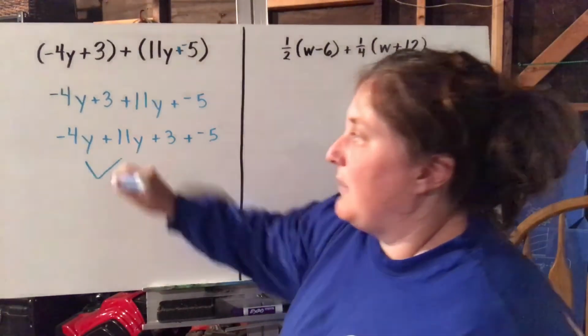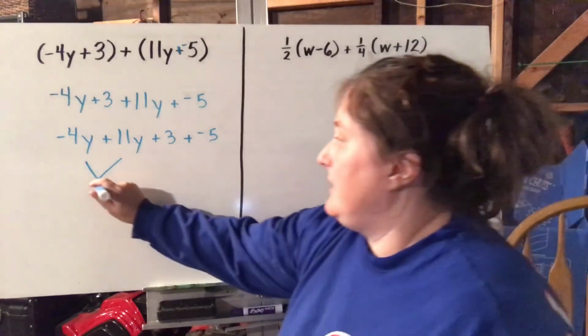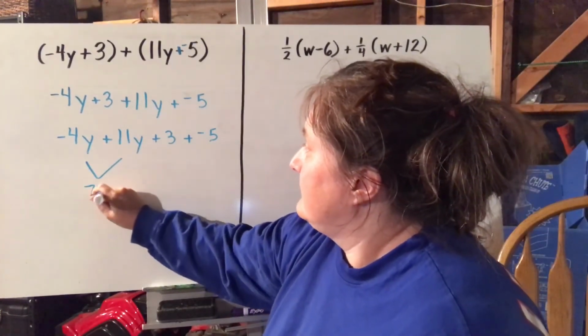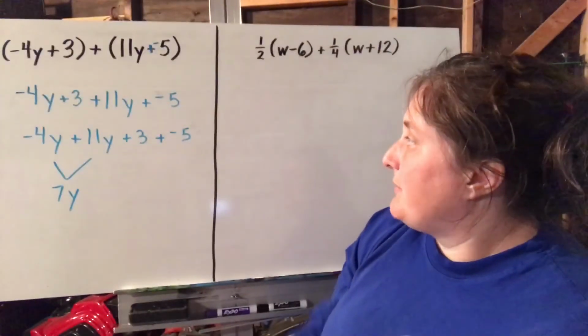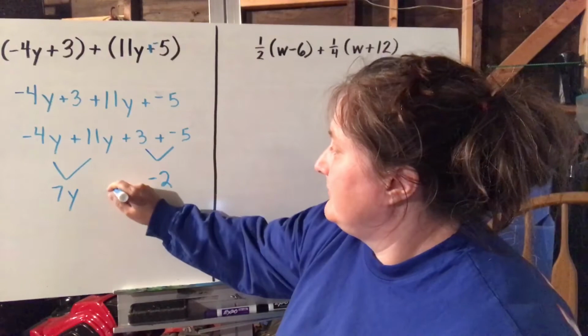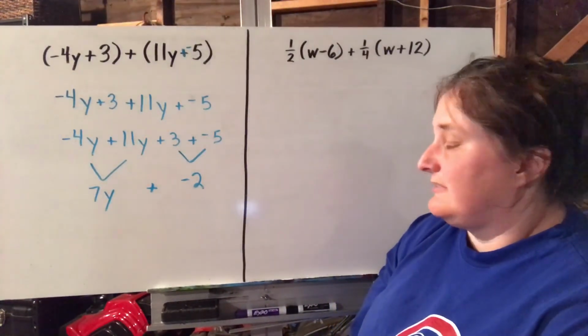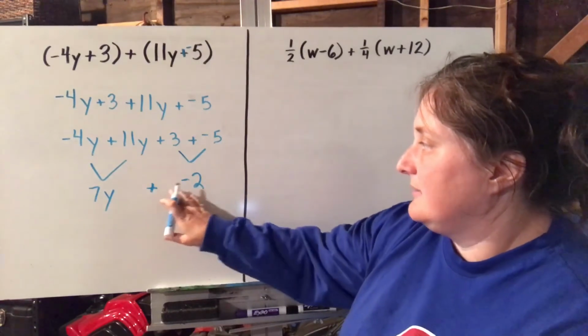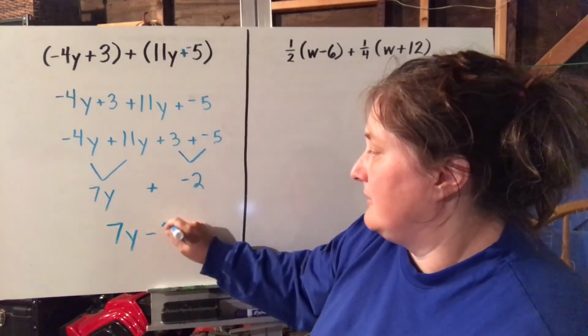Now my 2 terms with y can be combined. Negative 4y and 11y here gives me 7y. And 3 plus negative 5 gives me negative 2. So the last thing I'm going to do to simplify this problem before this is my final answer is combine this plus minus. And I'm going to rewrite it as 7y minus 2.